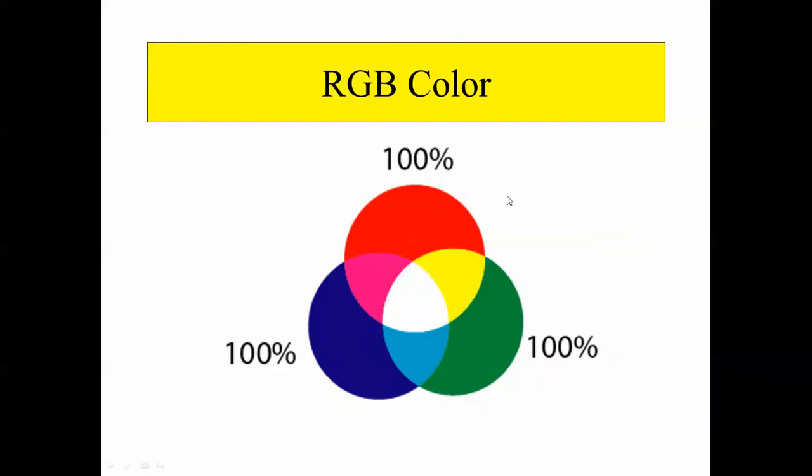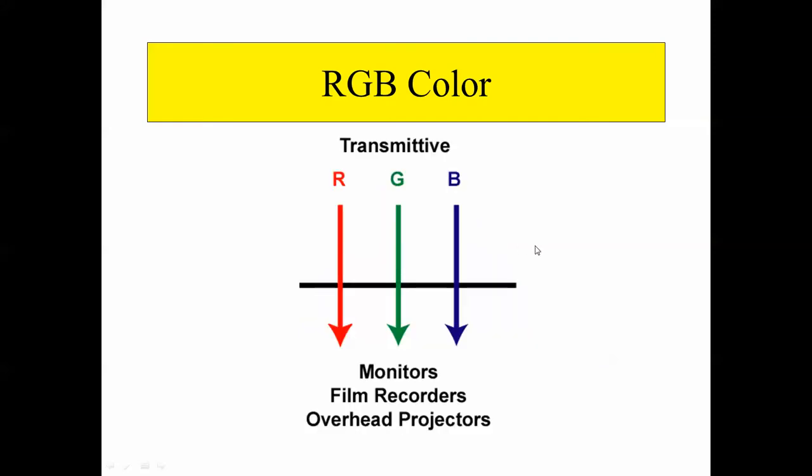Let's look at color. With RGB color, it's red, green, and blue, and 100% of that makes pure white. When you mix red and green together, it makes yellow. Green and blue together, cyan. Blue and red together, magenta. Now, RGB color is transmittive. That means that it goes right through the substrate, such as monitors, film recorders, and overhead projectors.